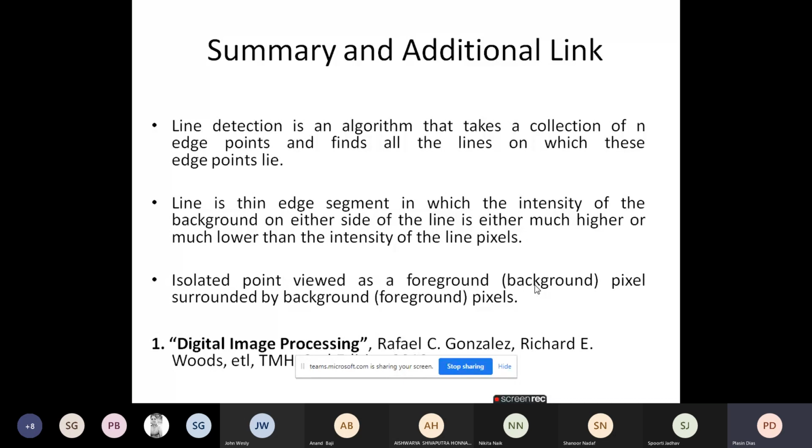So what is the application of today's class? We are trying to understand image segmentation methods based on detecting the sharp local changes that are happening in the intensity, in the pixel values of the image.